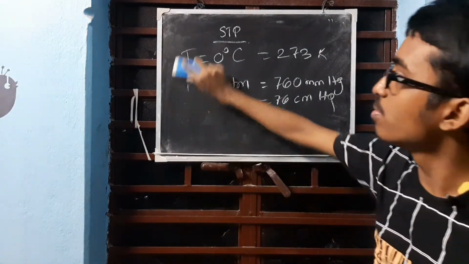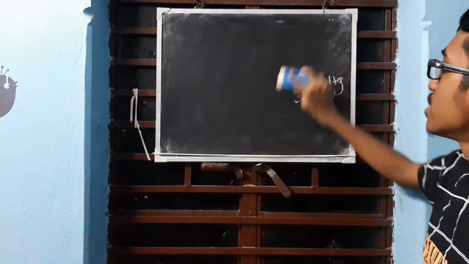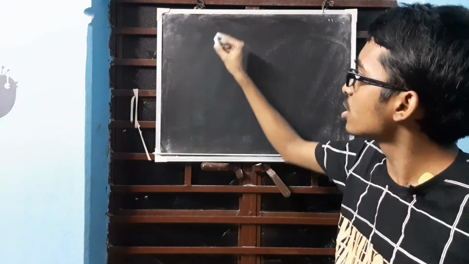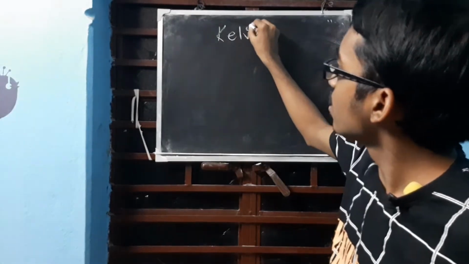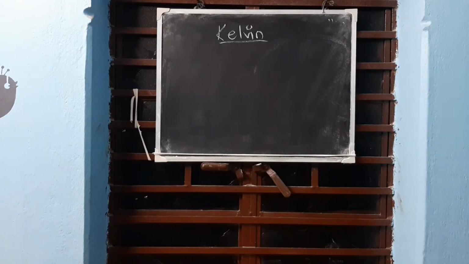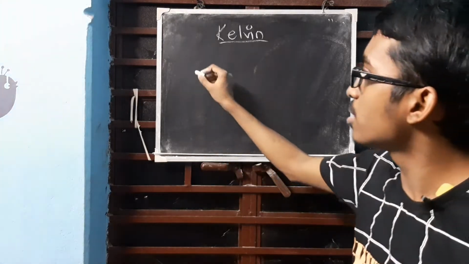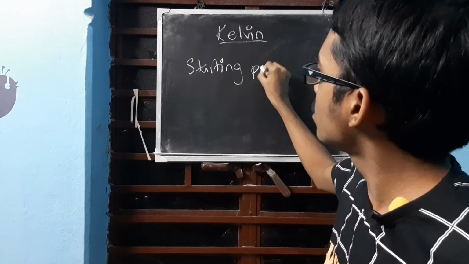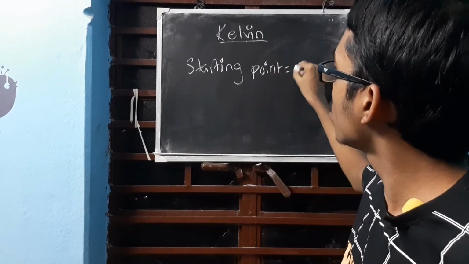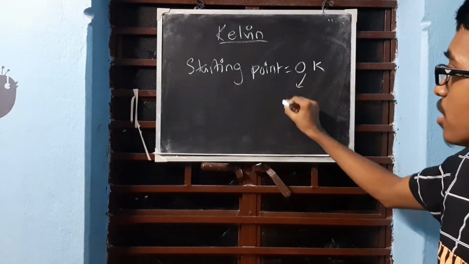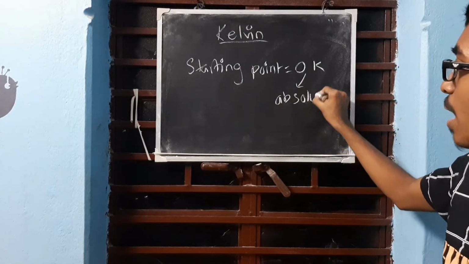Next, we need to know about the temperature scale that we are going to consider here. We have already known that we are going to consider the Kelvin temperature scale, that is the absolute temperature scale. So what do we mean by absolute temperature scale? An absolute temperature scale is one whose starting point is absolute 0. That means 0 Kelvin. This temperature is called absolute 0, right?